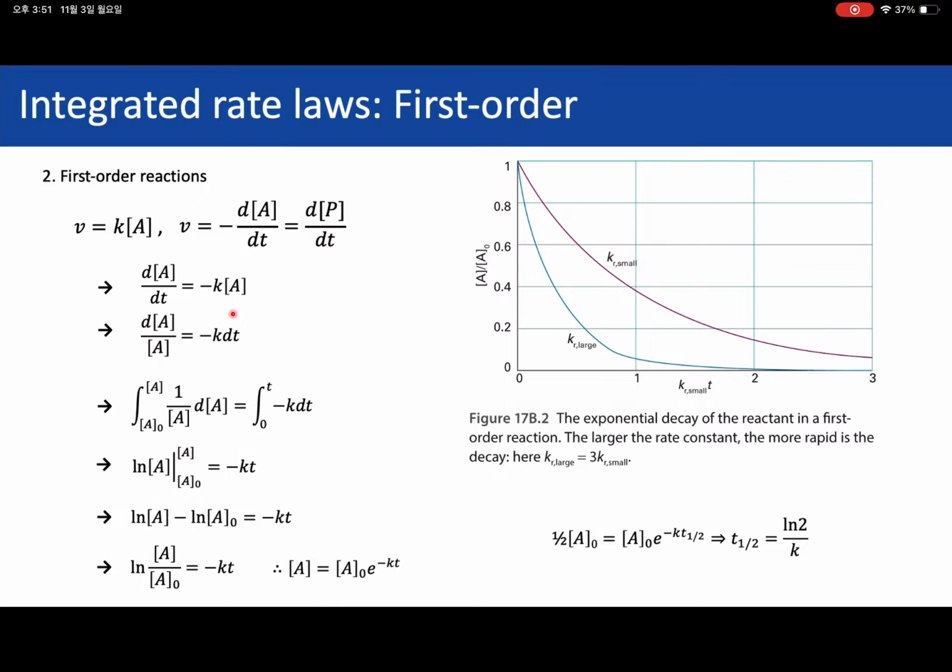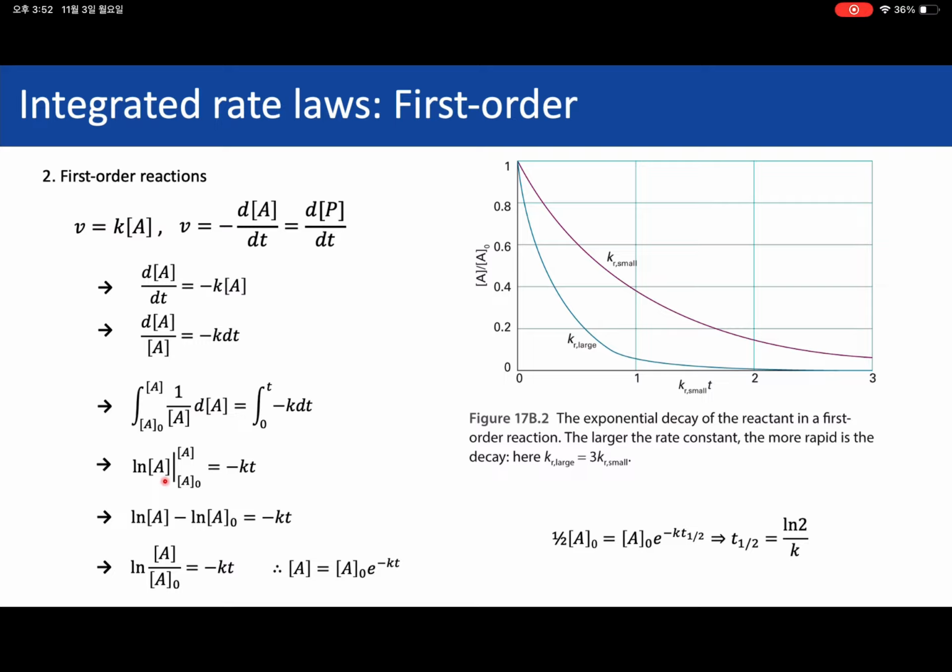Now we can rewrite the equation as dA over A equals minus K dt. Now we are integrating the left and right hand sides: the concentration part from A0 to A, and the time term from 0 to t. This term, 1 over A, becomes log A, because the derivative of log A is 1 over A. So integrating 1 over A gives log A.